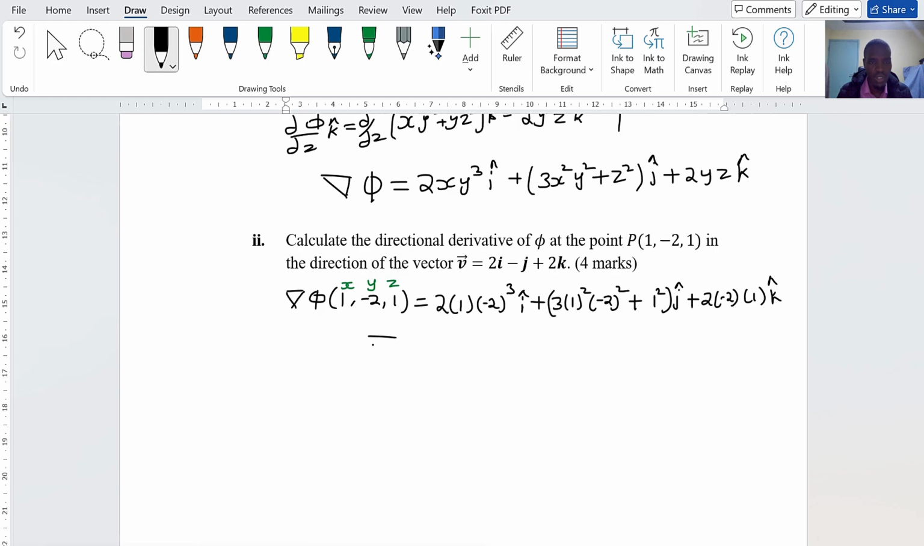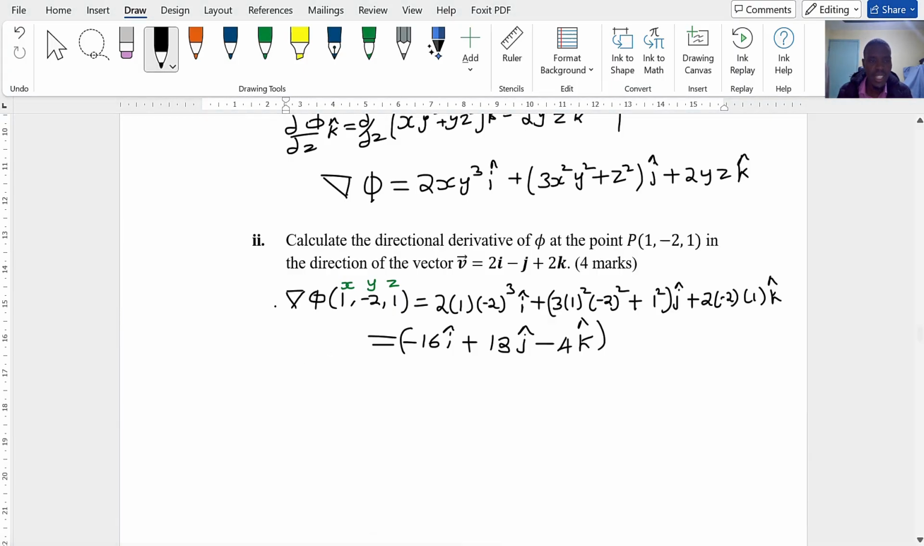So when you work out the gradient at this point, you get 2 times -8 is -16i. Okay, let's see if we have a plus there. Of course we have. Now 3 times 1 is 3, times 4 gives us 12. Plus 1 gives us 13j. Then the last part we have a negative: 2 times -2 gives you -4, times 1 is -4k. So we have our gradient at the points that we were told.